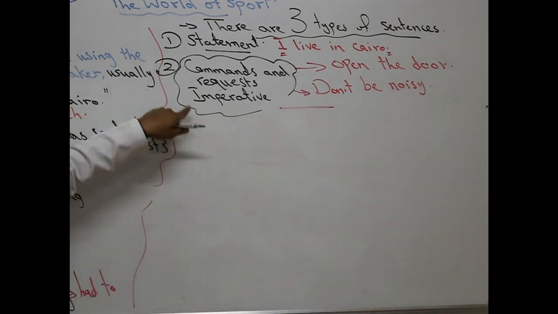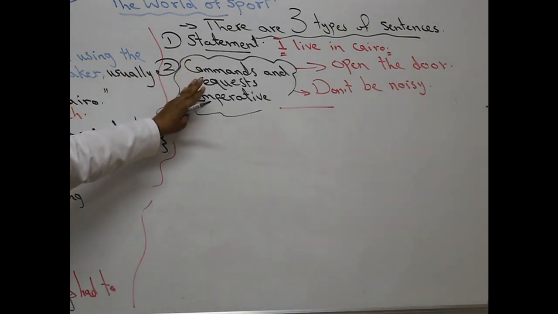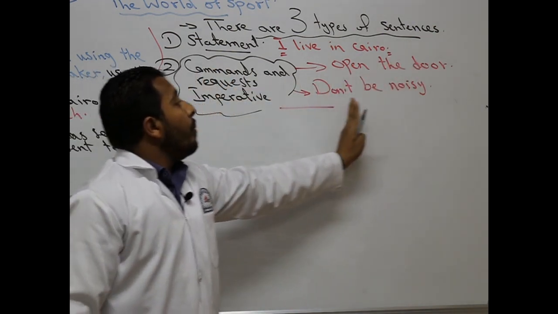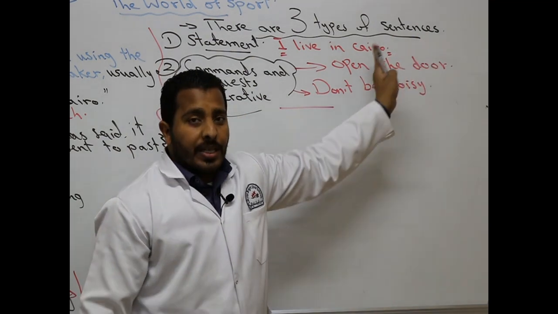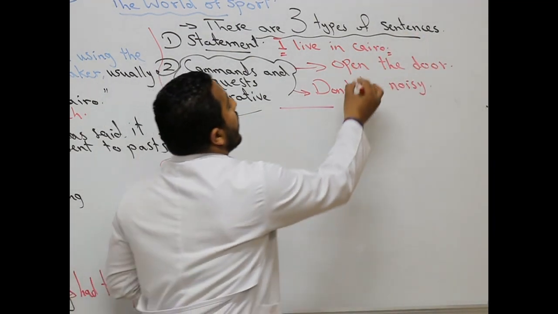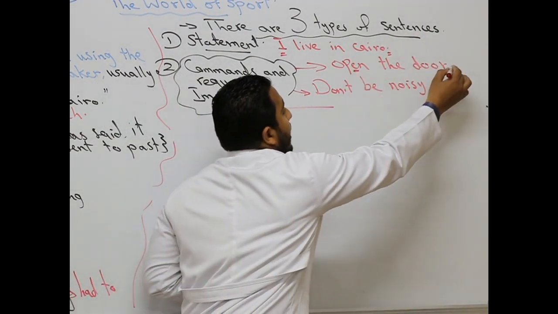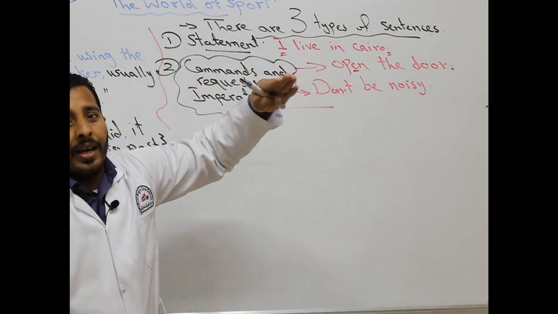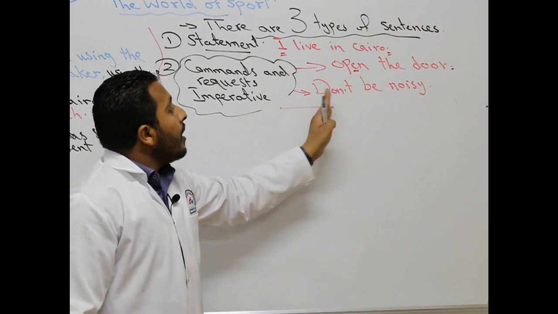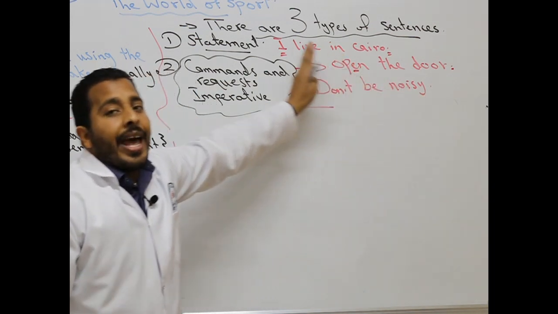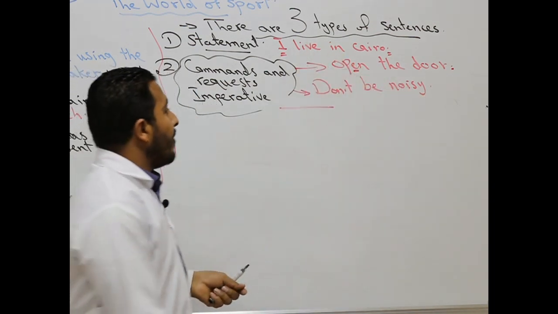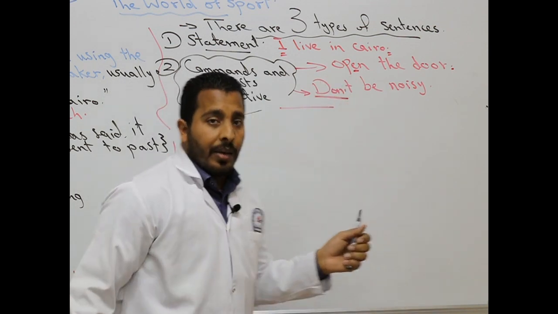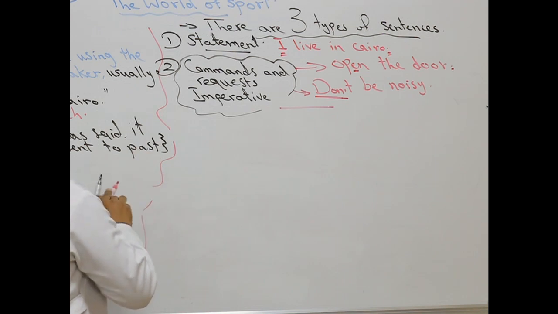The second type is imperative, الجملة الأمرية. For example, open the door or don't be noisy. Open the door. It's an imperative because we start with the verb in the infinitive form and end with full stop. It's affirmative, جملة أمرية مثبتة. Things we should do. But don't be noisy, it's a negative imperative, جملة أمرية منفية. We always start with don't. دايما بستخدم don't.